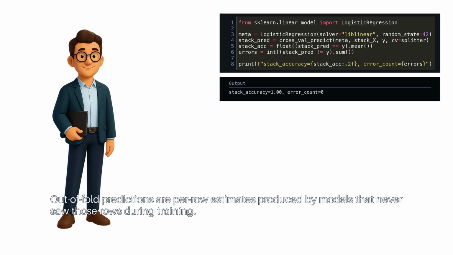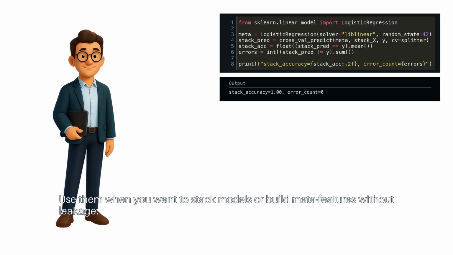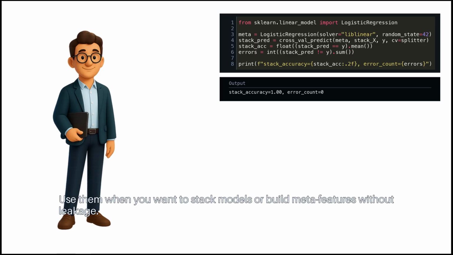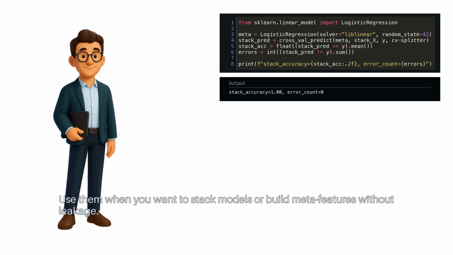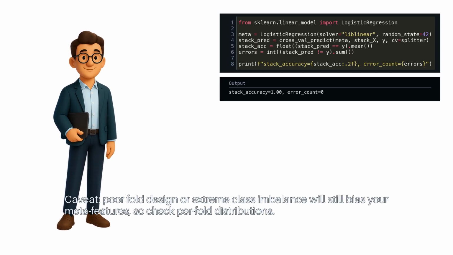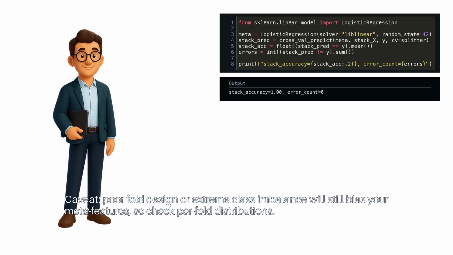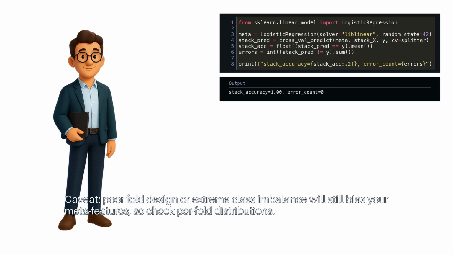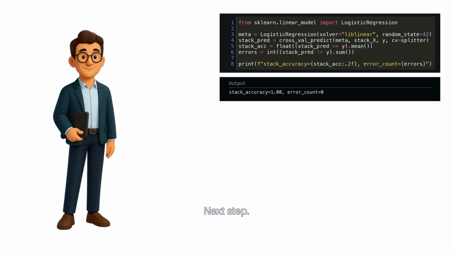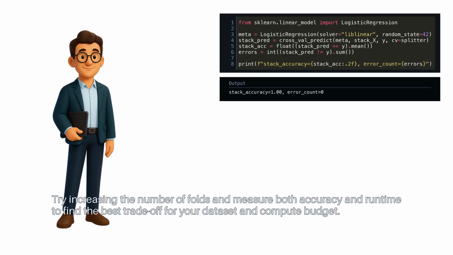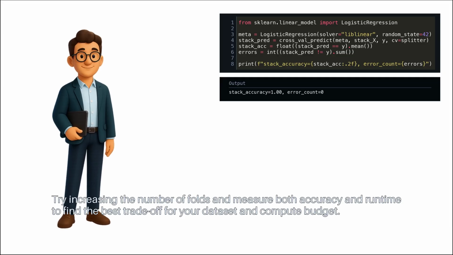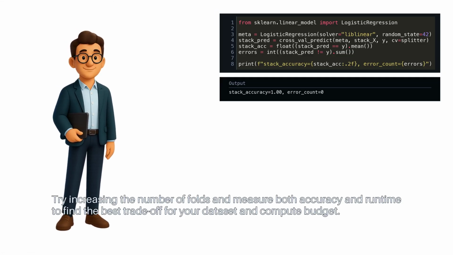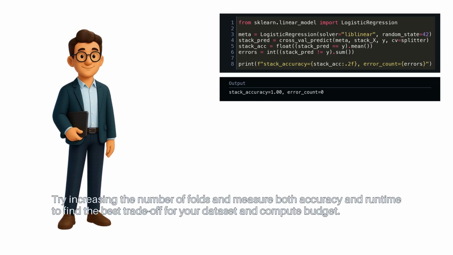Recap. Out-of-fold predictions are per-row estimates produced by models that never saw those rows during training. Use them when you want to stack models or build meta features without leakage. Caveat: poor fold design or extreme class imbalance will still bias your meta features, so check per-fold distributions. Next step: try increasing the number of folds and measure both accuracy and runtime to find the best trade-off for your dataset and compute budget.